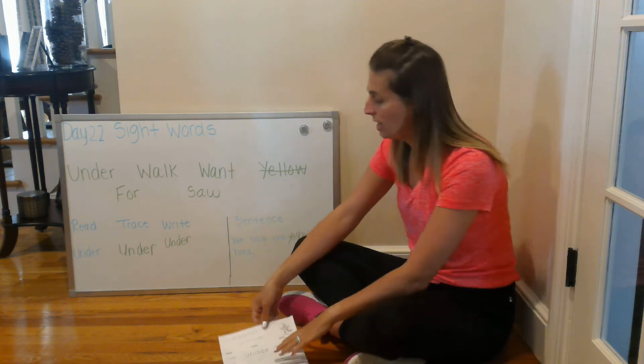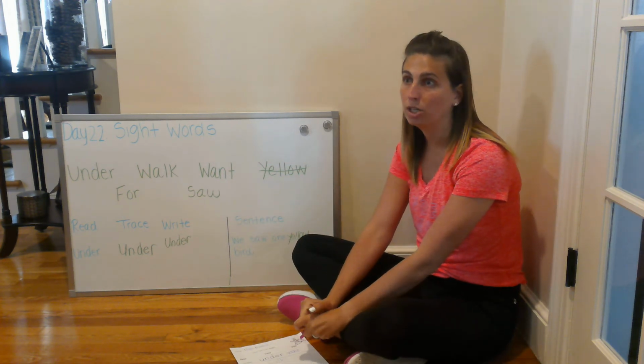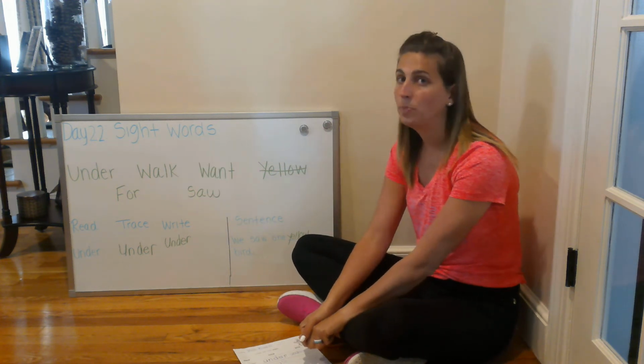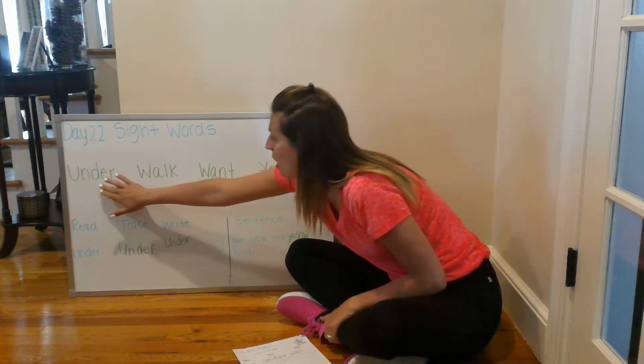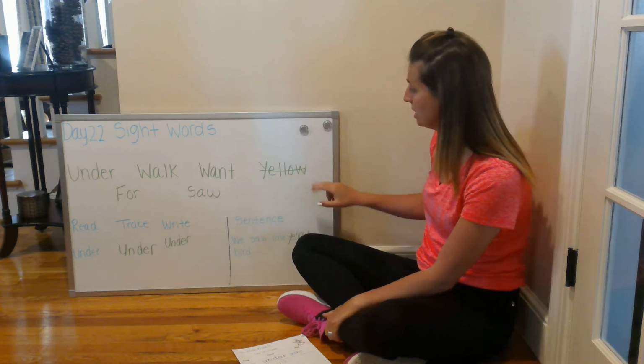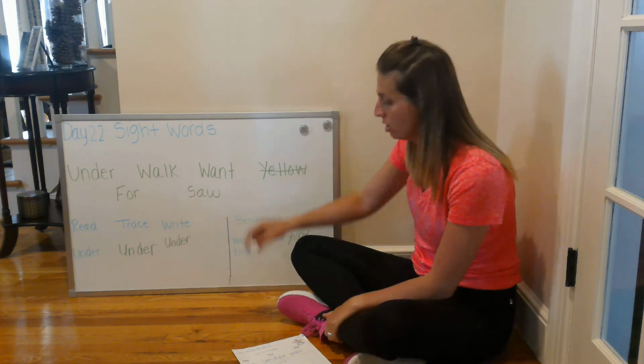Now let's go over our 6 sight words together before I send you off to complete the worksheet on your own. You can read the sight words with me or repeat back after me. So we have under, walk, want, yellow, for, and saw.